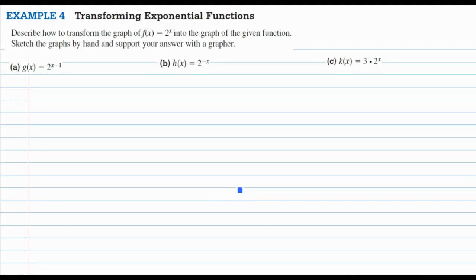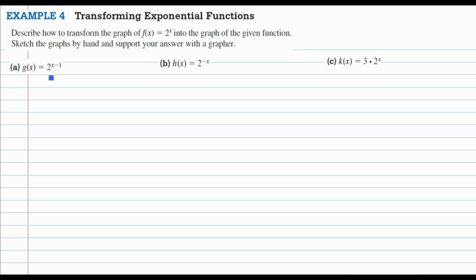This is the screencast for section 3.1, example 4, transforming exponential functions. Describe how to transform the graph of f of x equals 2 to the x into the graph of the given function. Sketch the graphs by hand and support your answer with a grapher. Of course we will. All right, so part A, that is an exponential function.